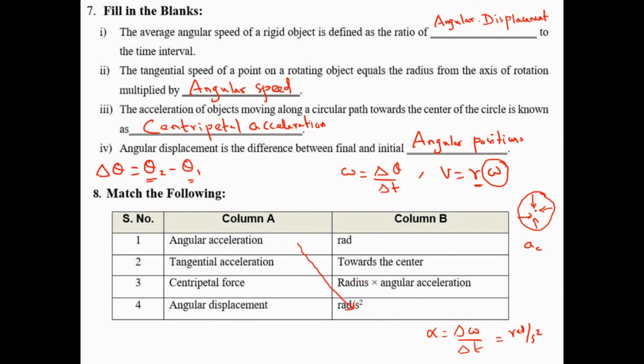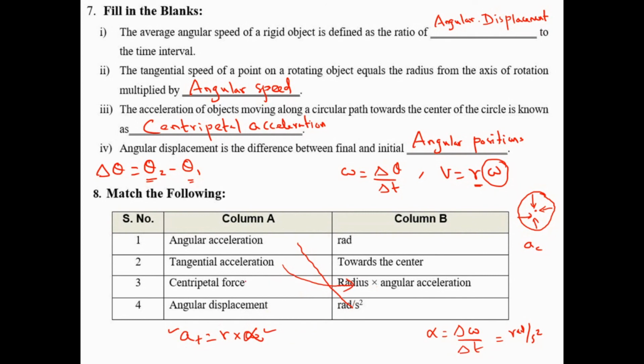Tangential acceleration. What is the formula for tangential acceleration? Tangential acceleration equals r multiplied by alpha. There is a rule connecting the linear acceleration and the angular acceleration, which is a equals r alpha. So we have the answer here. For the second question, this will be the answer.